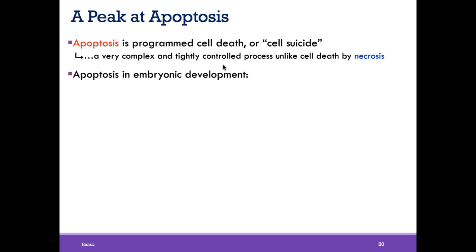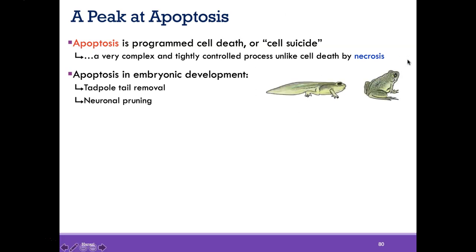For example, in embryonic development, tadpoles need to become frogs. So all the tail cells have to undergo apoptosis. They program suicide. At a certain point in development, they just all kill themselves. So therefore, the tadpole does not have a tail anymore and can become a frog.